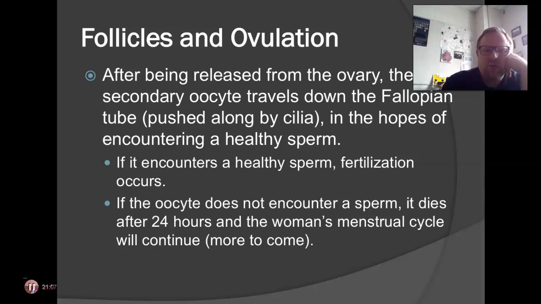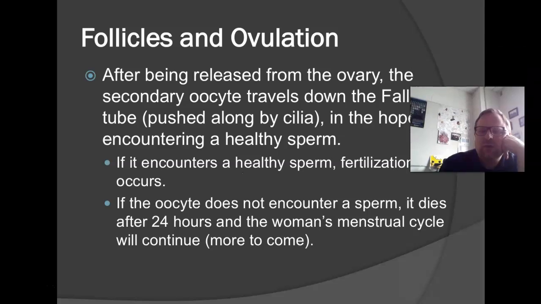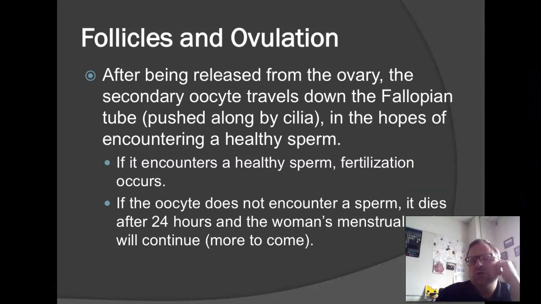After being released from the ovary, the secondary oocyte travels down the fallopian tube, pushed along by cilia, little finger-like projections that push it along in the hopes of encountering a healthy sperm. If it encounters a healthy sperm, then fertilization occurs. If it does not encounter a healthy sperm and no fertilization occurs, then it dies after about 24 hours, and the woman's menstrual cycle continues. If fertilization occurs, the menstrual cycle stops and pregnancy begins. Okay, so that's what we'll get into in B3 and B4.